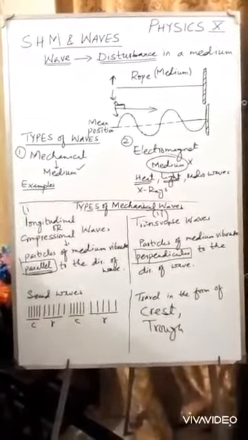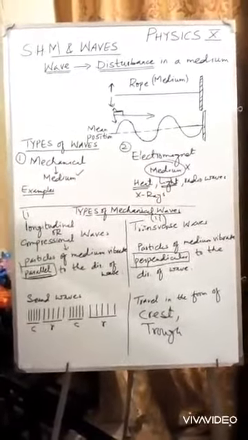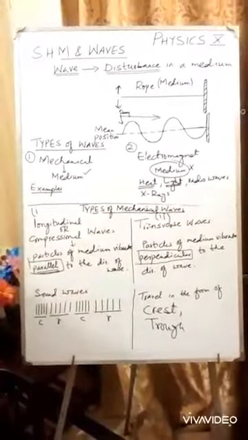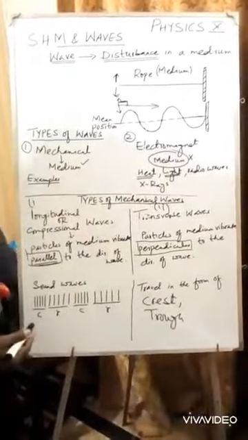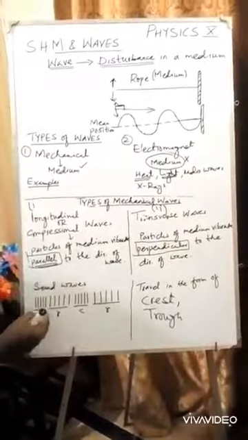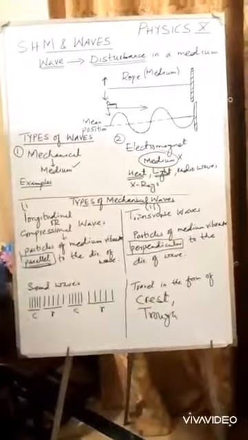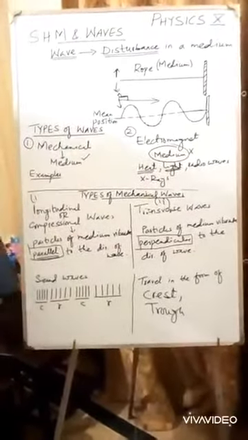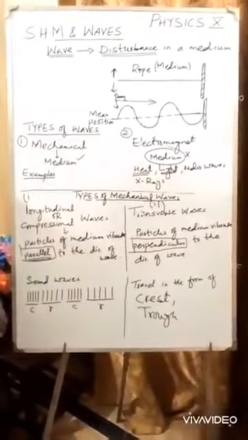So this is all about it: you have to write the definition, then give the example, and then tell that longitudinal waves travel in the form of compressions and rarefactions. In the end, compressions are the regions where particles of the medium are close together, are compressed, and rarefactions are the regions where particles of the medium are spaced apart.